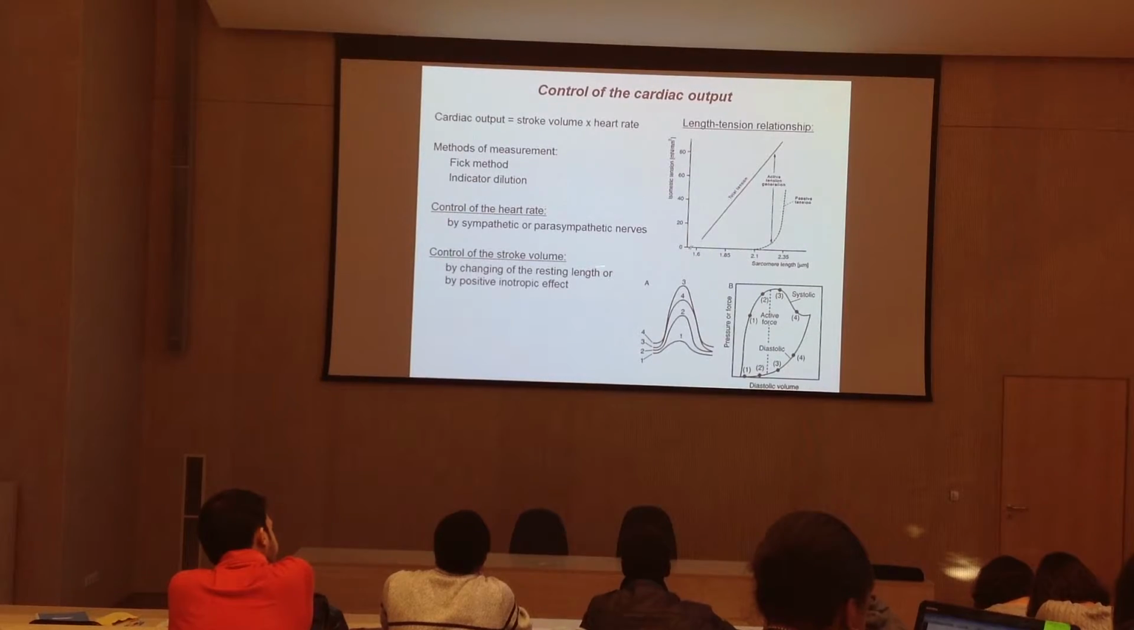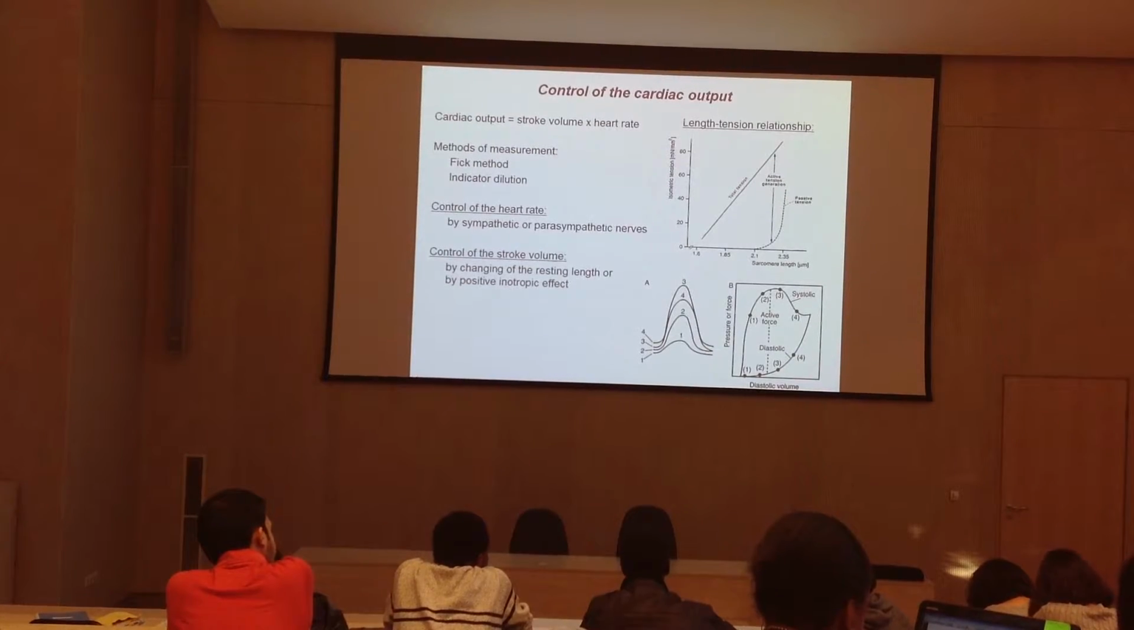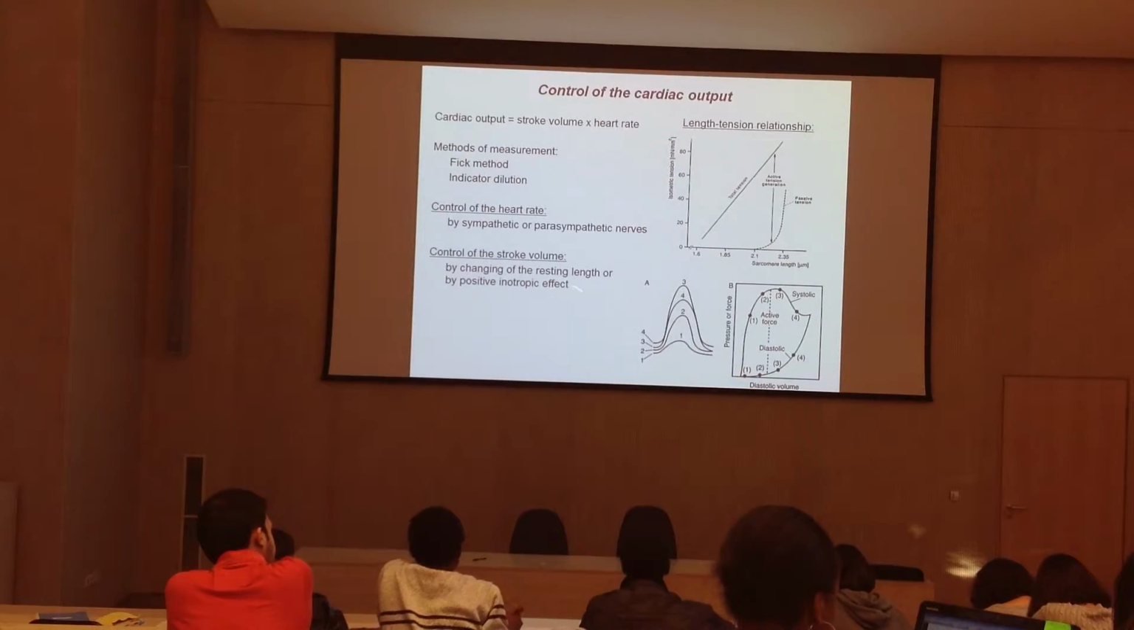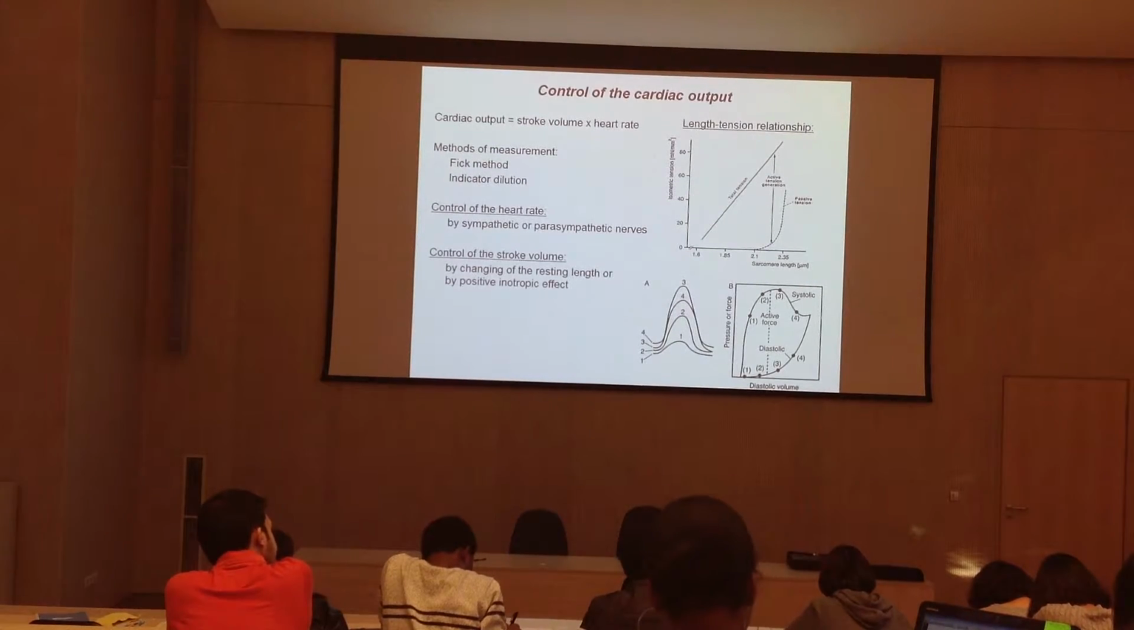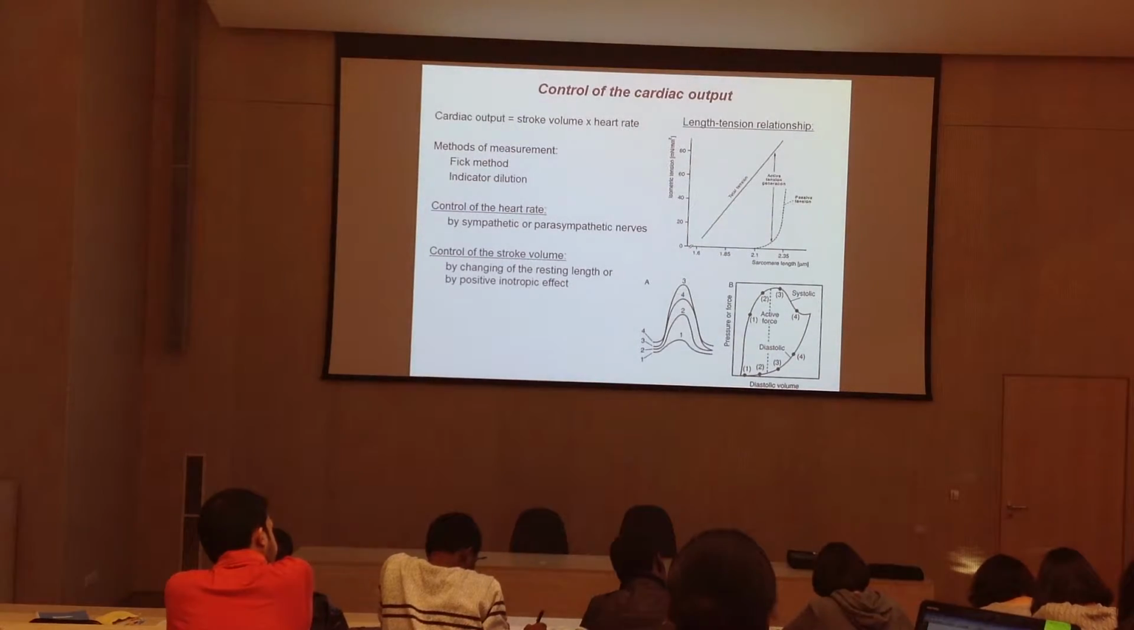But the change of the resting length is the other possibility to modify the stroke volume. In other words, to modify the contractile force of the muscle fibers without any autonomic nerve effect. Just on a denervated heart, when all the sympathetic and parasympathetic fibers are cut, in this case, we can change the stroke volume by changing the resting length. What does it mean, changing the resting length?